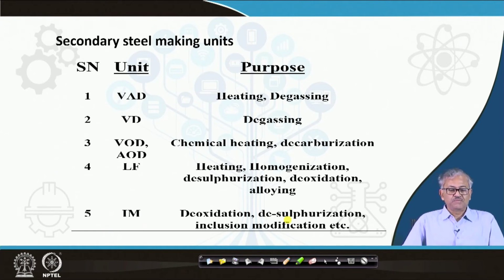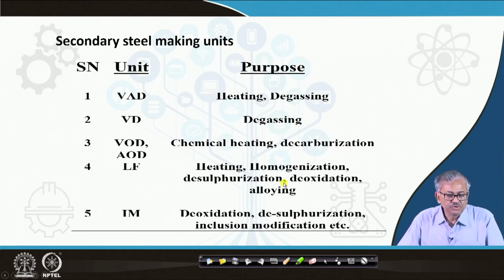But LF is used mostly for homogenization by gas stirring, then heating, and you can do desulfurization, deoxidation and alloying. But when you want to work at a very sophisticated level, with microalloying, deep deoxidation and very, very deep desulfurization, you can take the help of RH also. So those are the units that are available in secondary steelmaking.